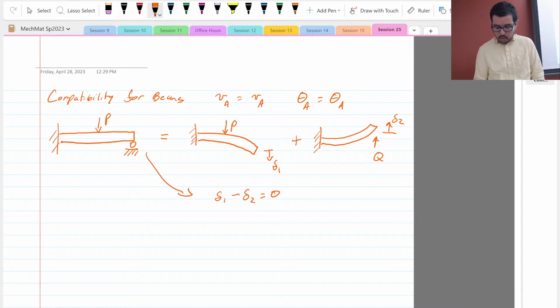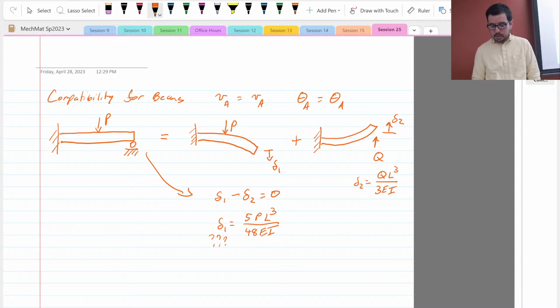Yeah, so watch me botch this up. Well, I don't know off the top of my head. I know this one. So delta 2 is equal to QL cubed over 3EI. This one, I want to say, but I don't remember what it is. I think it's something like 5PL cubed over 48 EI, or maybe it's 3. I can't remember. This is a question mark, right?